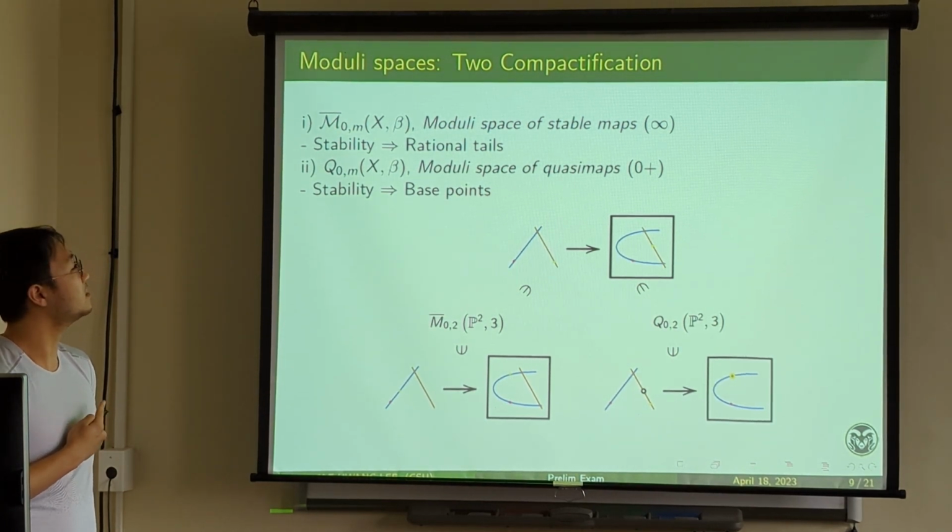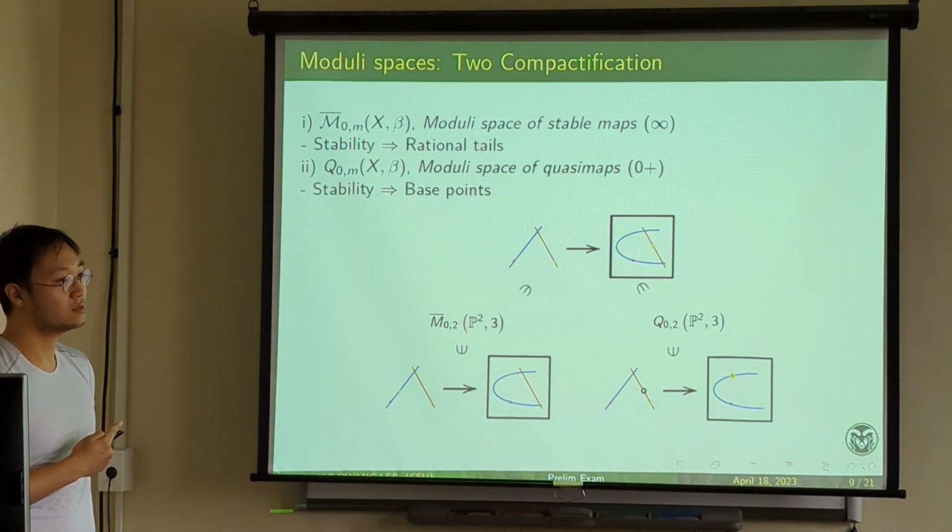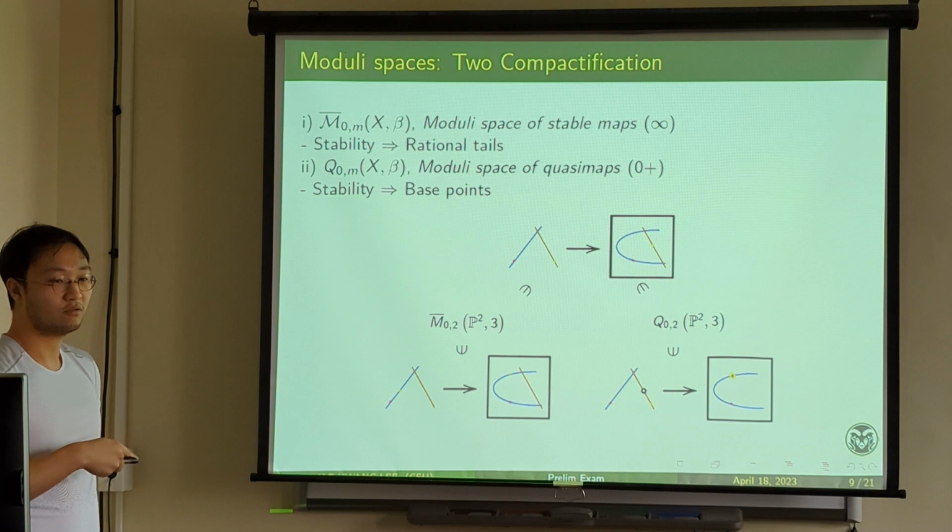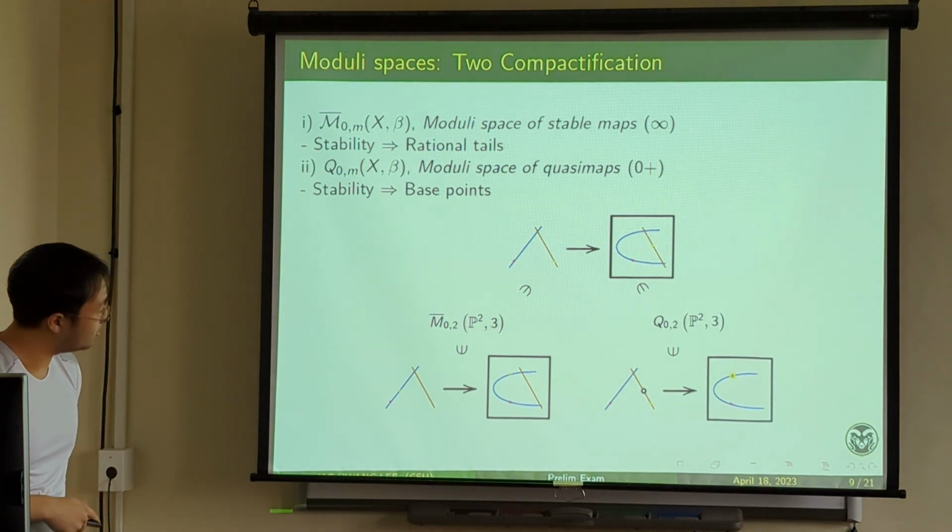But the stability condition basically says that in the stable map case, we do have rational tails. And for the Quasimap case, the stability condition allows us to have base points. What's a base point? I'll explain through an example.